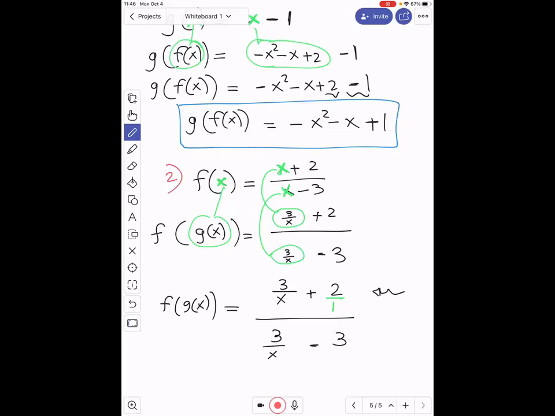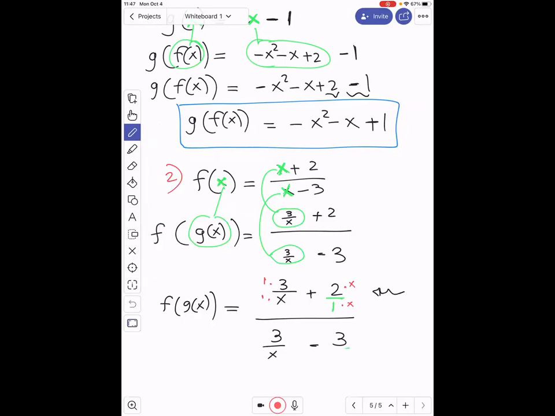So common denominator would be x, right? You kind of cross multiply. So you have to multiply here, the top and the bottom, by x. And here, we're supposed to multiply the top and the bottom by 1, right? Because that's the denominator of 2 over 1. The same thing in the bottom, in the denominator.